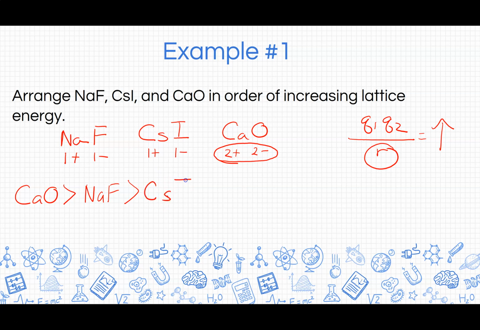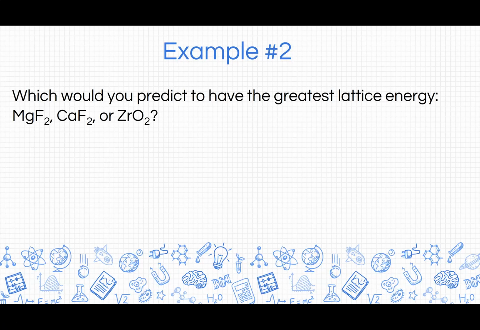Again, remember, the smaller the radius, the larger the lattice energy, because we'd be dividing by a smaller number. And I found out that Na and F were both smaller than Cs and I. So that's why I put NaF as having a larger lattice energy than CsI. Okay. Let's take a look at another one. Which would you predict to have the greatest lattice energy? MgF2, CaF2, or ZrO2? Well, let's see.